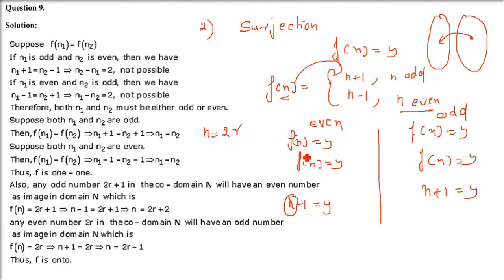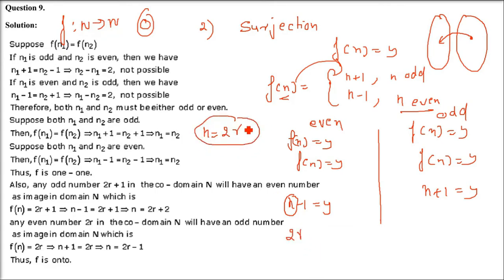So n equals 2r is the general condition for n to be even. And if you write this n as 2r, please remember that in the natural numbers 0 will not come, because the function is from N to N. And I am putting it as 2r.